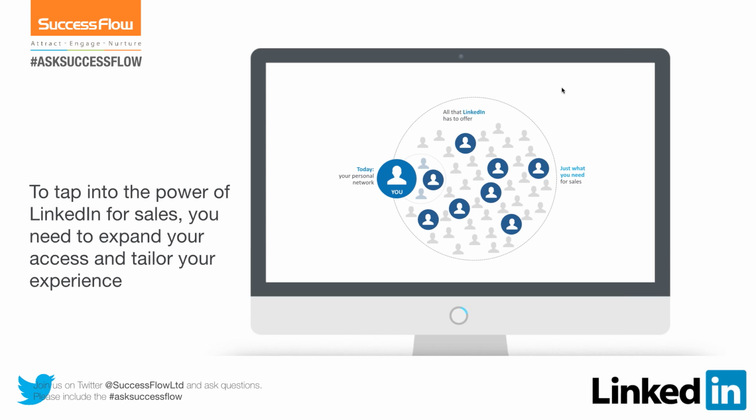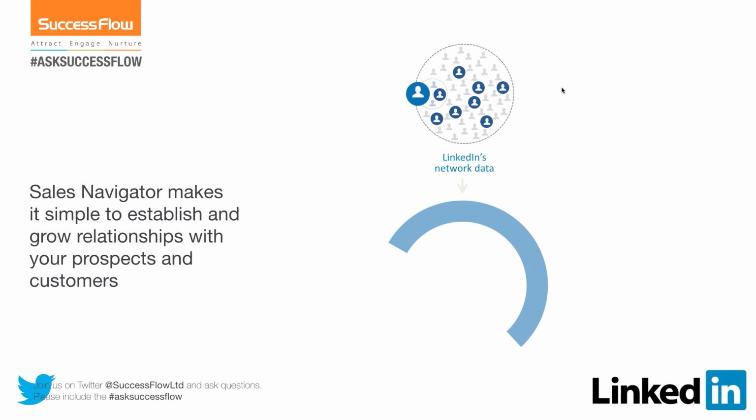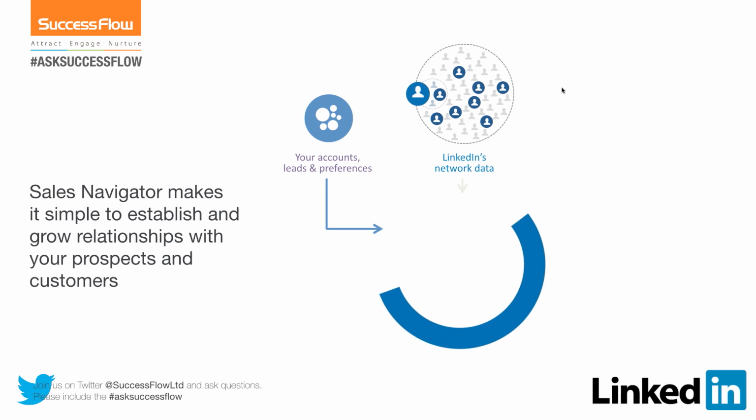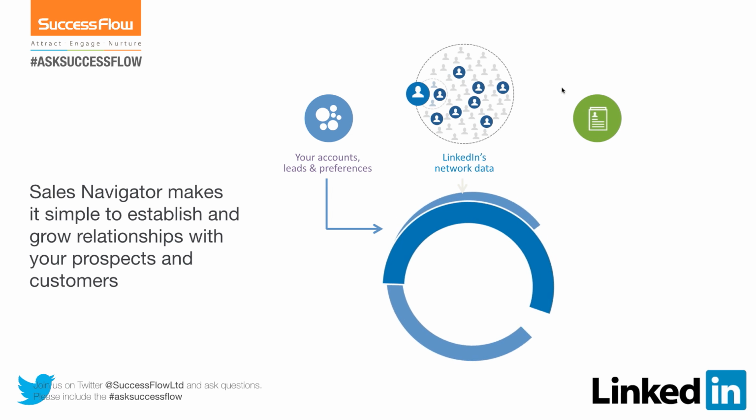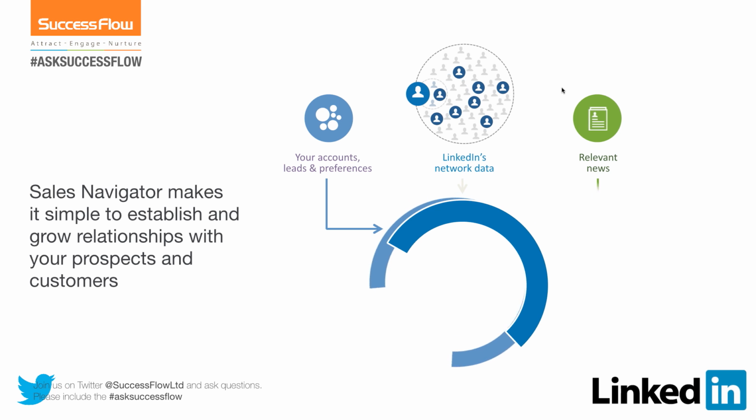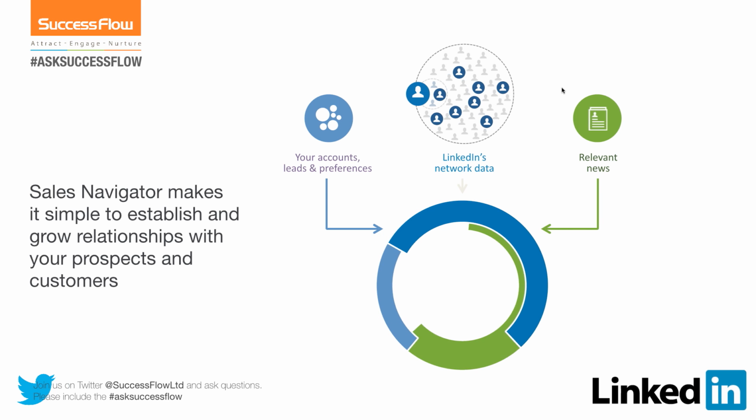And if we look at the next slide, you'll see how the solution itself works. There's 3 key inputs into Sales Navigator. We take the data from the LinkedIn network itself, so this is our members, our companies, the shares and updates, etc. And we also pull relevant news from around the web. This is up-to-the-minute news on your prospects, your target accounts, from external sources such as Yahoo, BBC, the Wall Street Journal, etc.